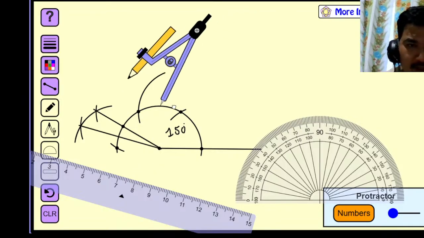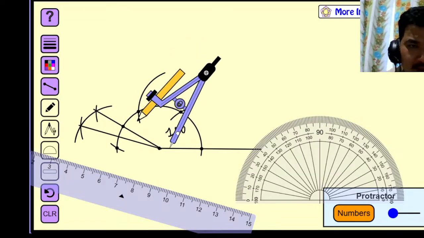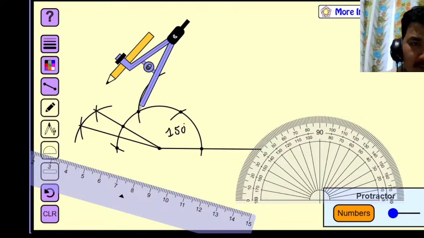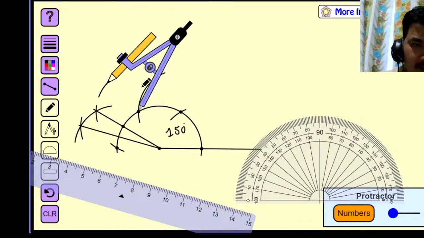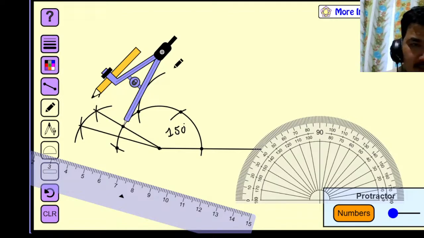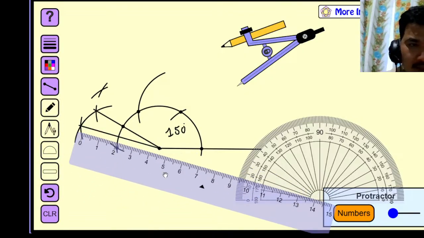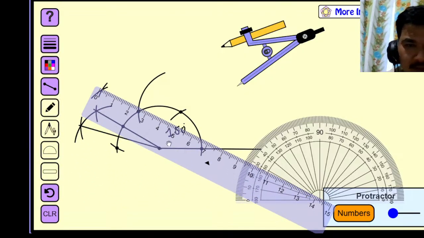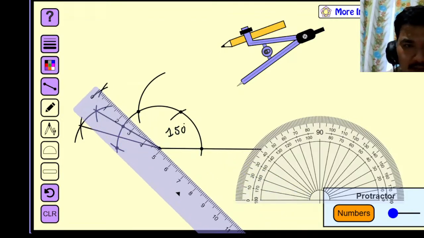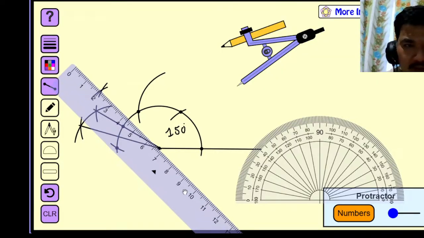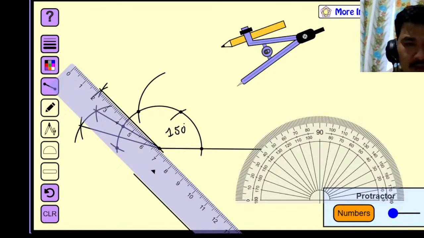You can cut from here, this one location. From 120 cut this side, and from 150, cut this side. Wherever they cut each other, that cutting point will be 135. Like this, join here. This point will be 135.